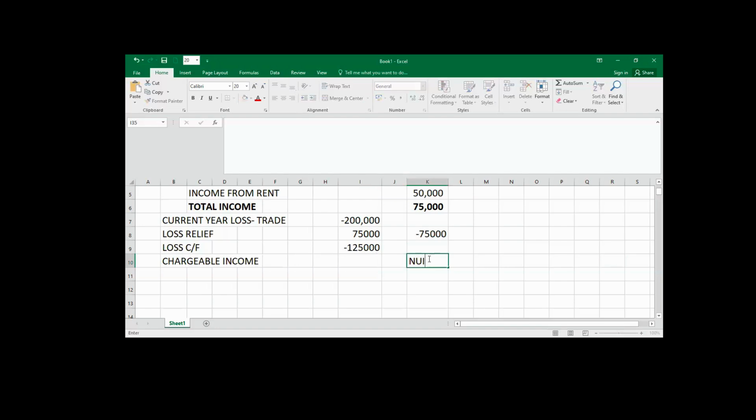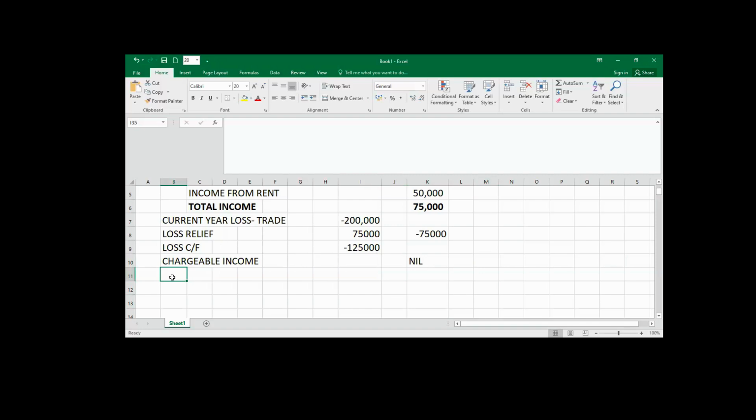Because why? Because he has exhausted his income by relieving that income from the loss he made. So that means he's not going to be liable to any tax. The question did not ask us for tax liability. Assuming the question asks you for tax liability, you will now apply the various tax rates.